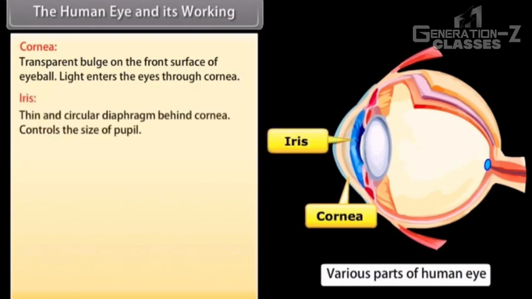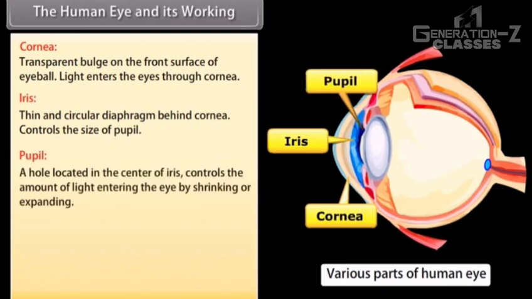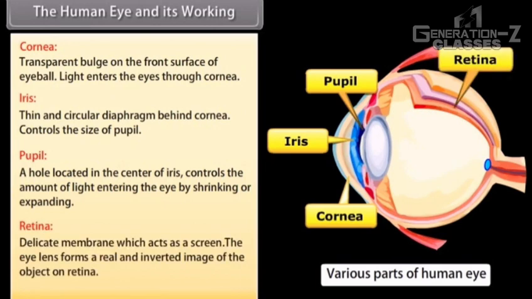Iris. It is a thin and circular diaphragm behind the cornea which controls the size of the pupil. Pupil. It is a hole in the center of the iris that appears black and controls the amount of light entering the eyes by shrinking or expanding. Retina. It is a delicate membrane which acts as a screen. The eye lens forms a real and inverted image of the object on the retina.